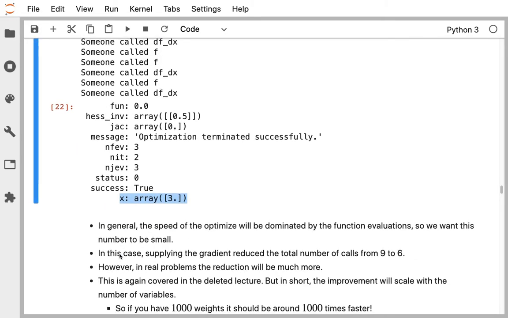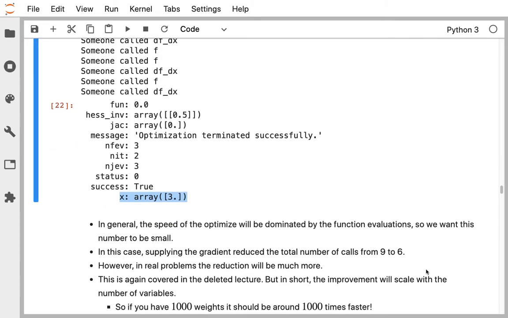But what I wanted to say just now is that sure, going from 9 to 6 doesn't sound that great, but actually the speedup depends on the number of dimensions, and right now this is all just one dimensional. But if you're optimizing over 1,000 variables, then it's going to be around 1,000 times faster if you pass in the gradient than if you don't pass in the gradient, and that is a huge difference. So you really want to pass in the gradient.